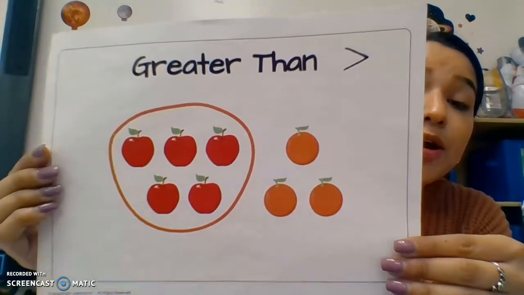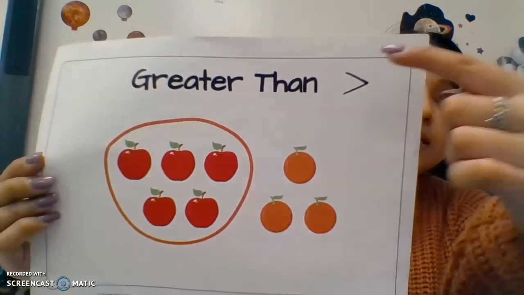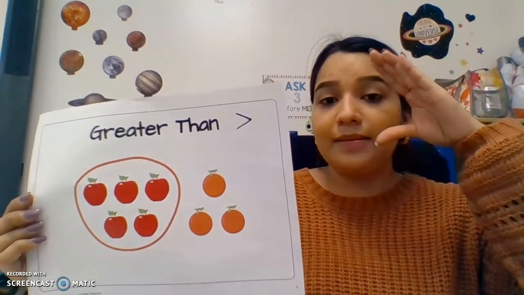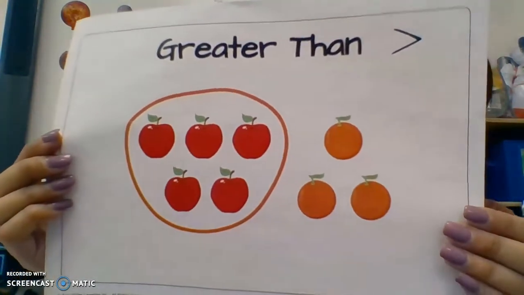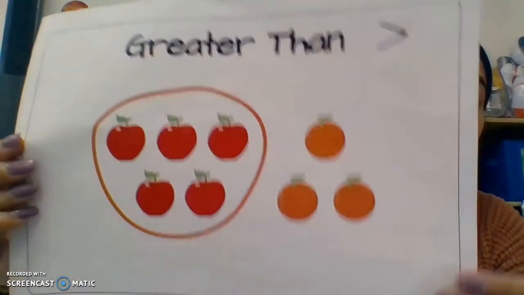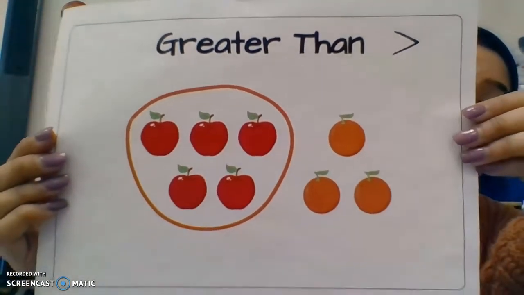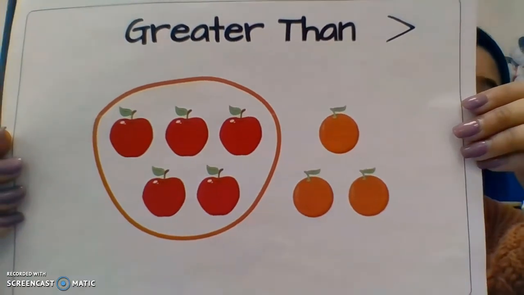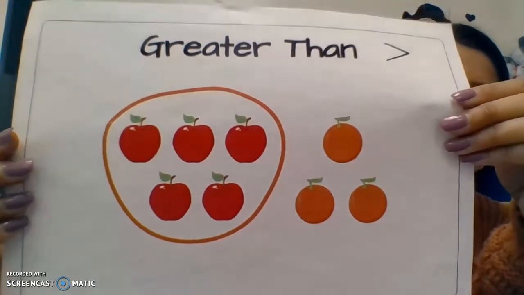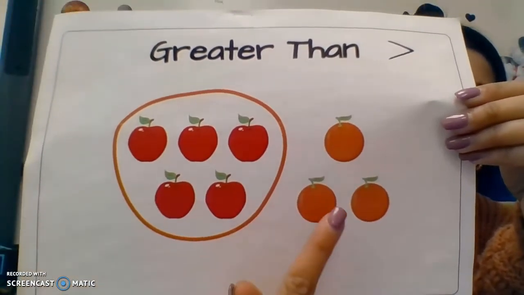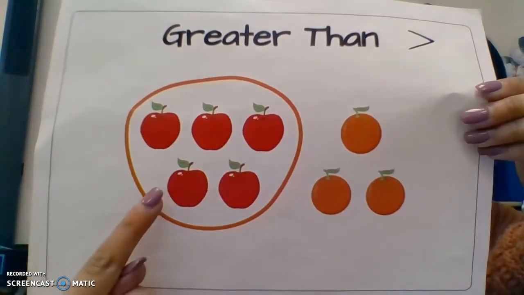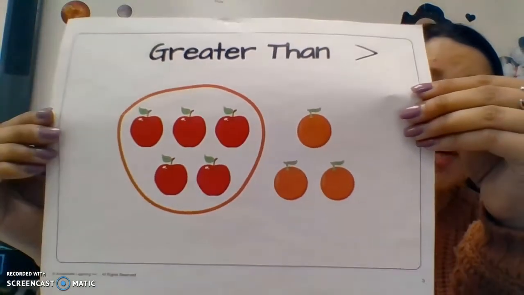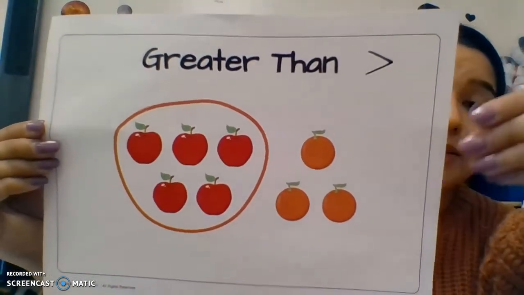Greater than. This is the symbol for greater than. It goes this way, so like this. And greater than is used to represent what number or object has more, which has the most amount. So right here we have 5 apples and 3 oranges.